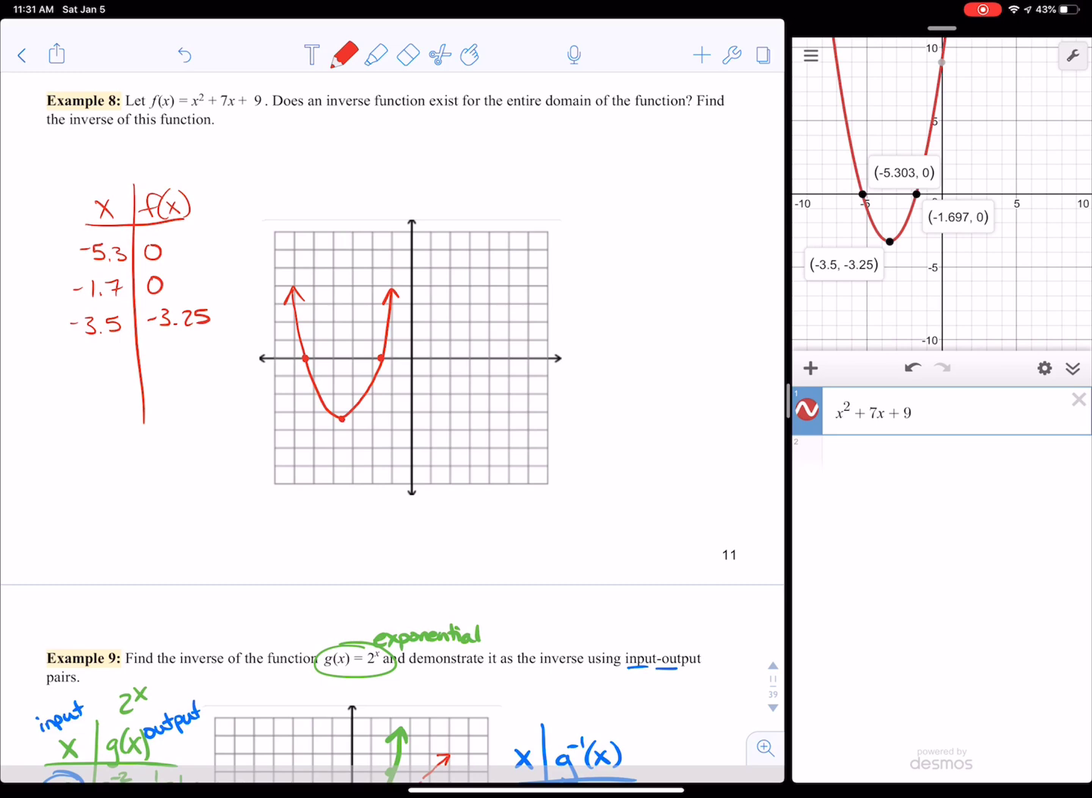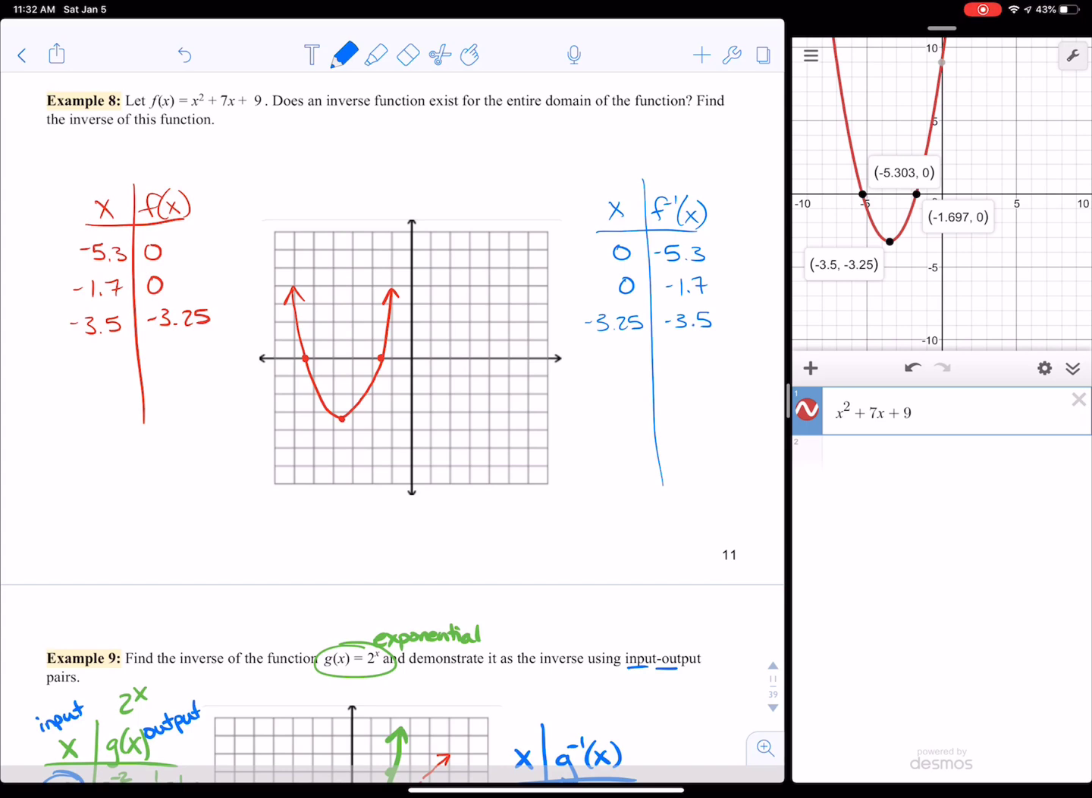So for the inverse function, we could switch x and y and plot them. So if we say that would become 0, negative 5.3, 0, negative 1.7, and negative 3.25, negative 3.5. And plot them, let's look what happens.